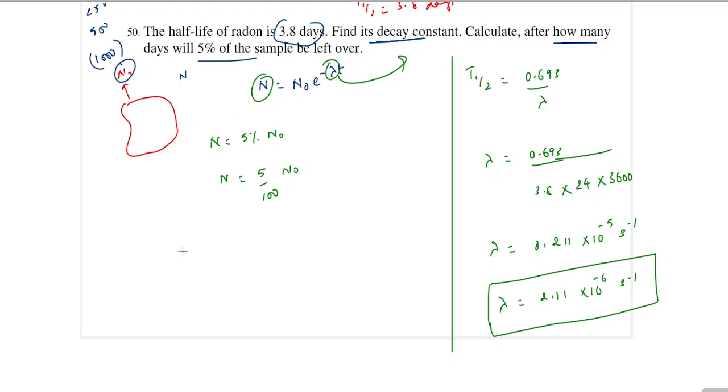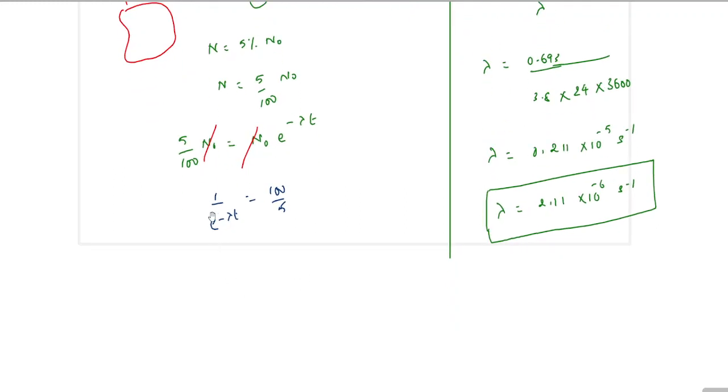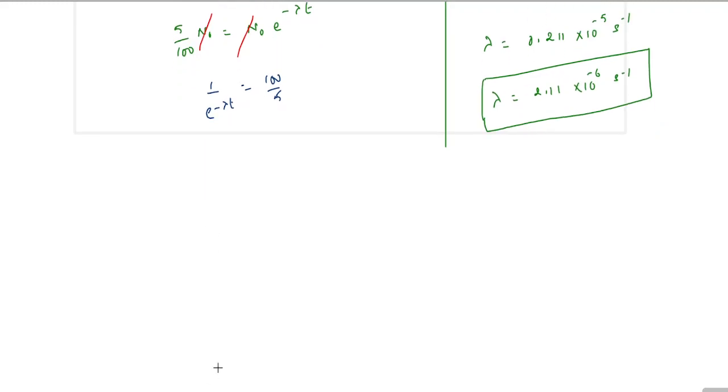Then what we get from here is that 5 by 100 into N0 is N0 into e power minus lambda into T. From here N0 gets cancelled, and also from here we can cross multiply. If you bring this down, then 1 by e power minus lambda T would be 100 by 5. If we take it on top, it becomes plus, it's theory of indices. So e power lambda T is equal to 20.